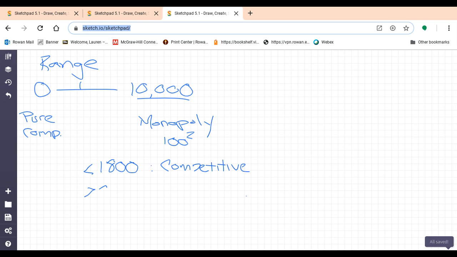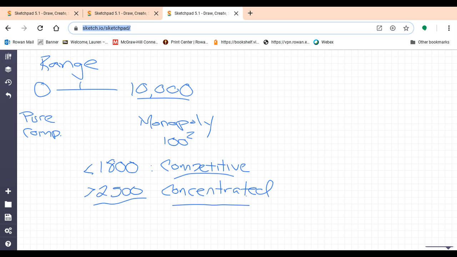And then greater than 2,500, it's concentrated. So ours was definitely greater than 2,500, and that's really all we can say here in our analysis, just that it's concentrated. We don't really have numbers about where monopolistic falls or what limit it's at, but you want to know about this concentrated and what's competitive.